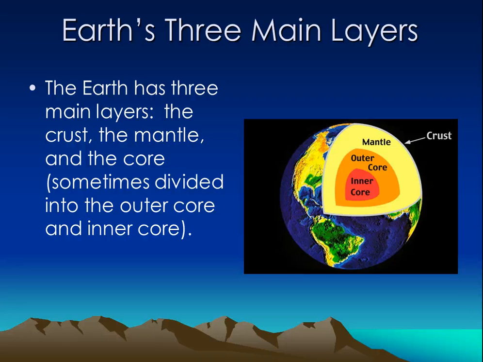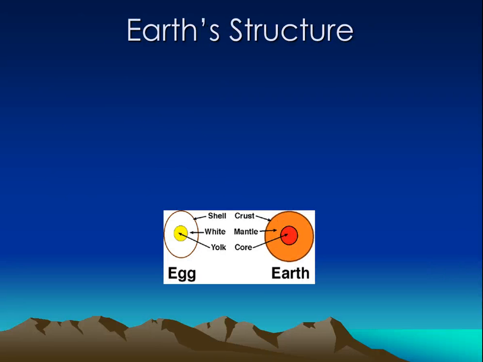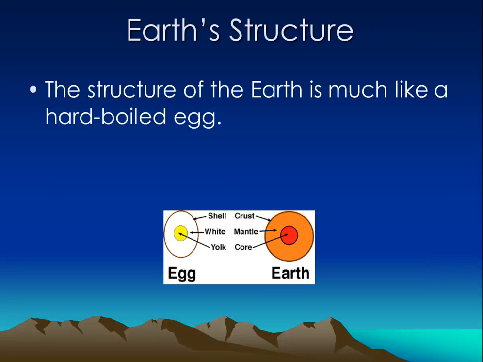Sometimes scientists would divide the core into the outer core and inner core and would say that the Earth has four main layers, but for us, we're going to say that Earth has three main layers: the crust, the mantle, and the core. Earth's structure, I'm going to give you an analogy. Earth's structure is much like a hard-boiled egg.